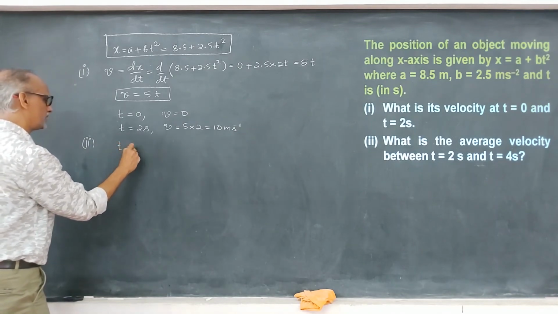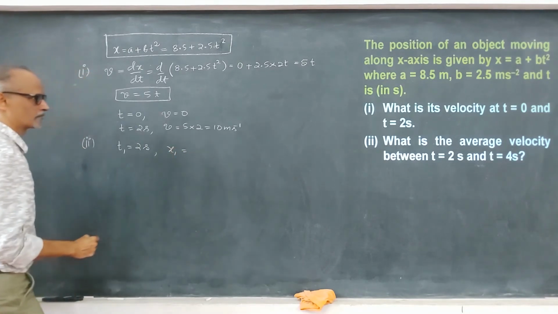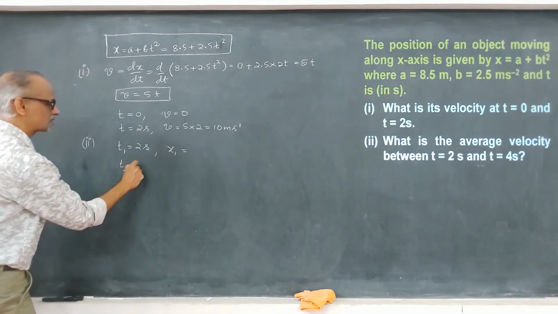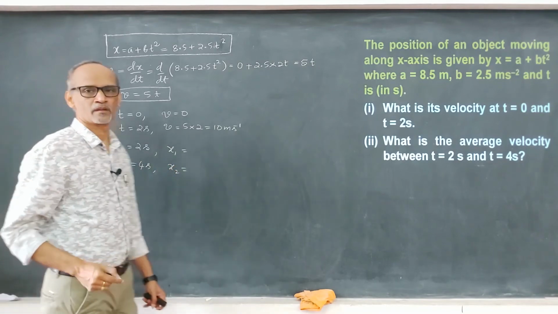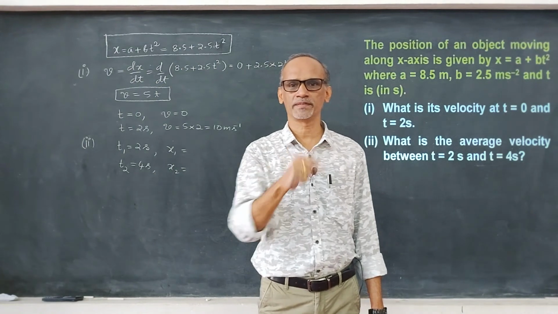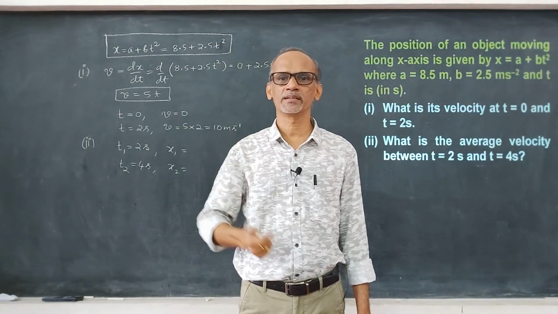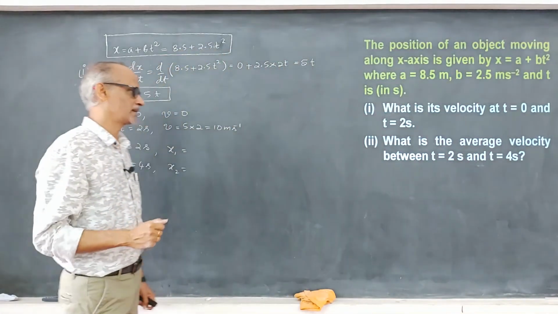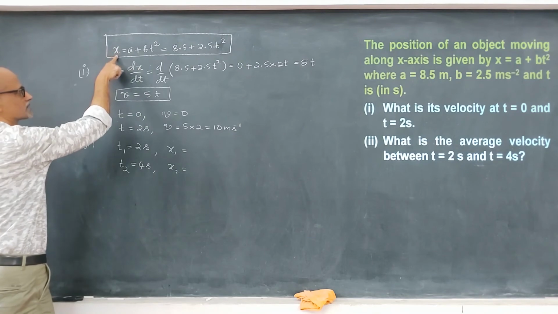When t1 is at 2 seconds, first find x1. Then, when t2 is equal to 4 seconds, find x2. Why are we finding x1 and x2? Because to find the average velocity, the formula is v bar is equal to x2 minus x1 by t2 minus t1. That is why we find x1 and x2. So, how to find x1? X is here, so using this.